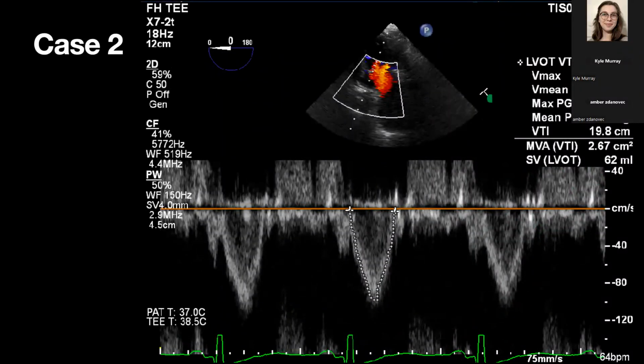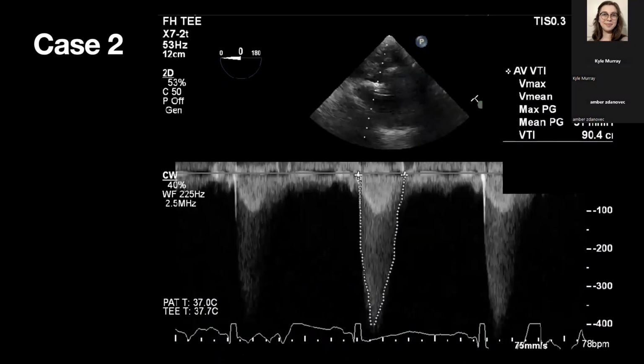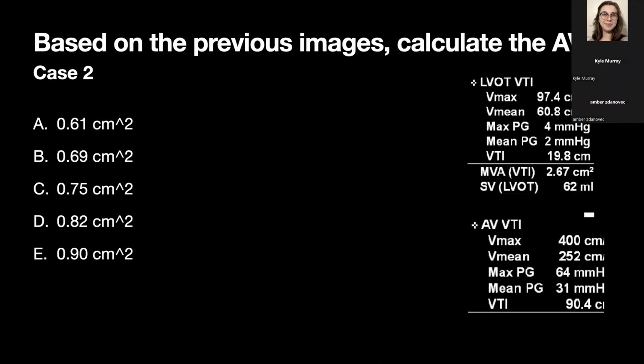All right, we're getting some measurements. So this is going to be your LVOT VTI, your aortic valve VTI, and you can see actually there's a nice double envelope here. All right, we'll do this one and then we'll move on to aortic regurgitation with the last 20 minutes that I have.